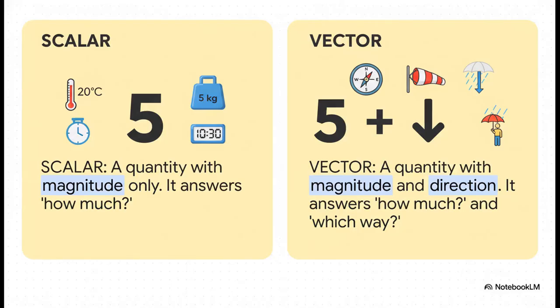So let's put them side by side. A scalar is just a number. Magnitude only. 5 kilograms. Easy. A vector, on the other hand, has both. It has magnitude plus direction. So you're not just pushing with a force of 5 newtons, you're pushing with a force of 5 newtons downwards. That one extra piece of information, direction, is the game changer.